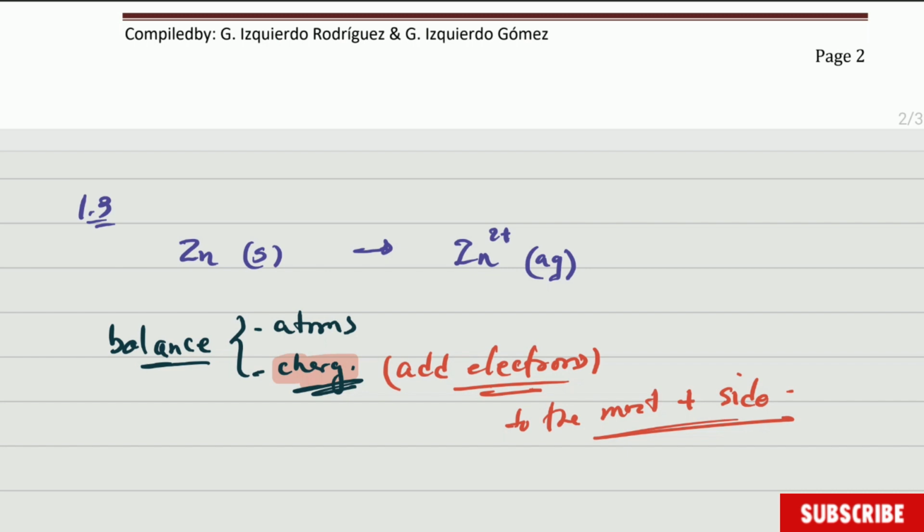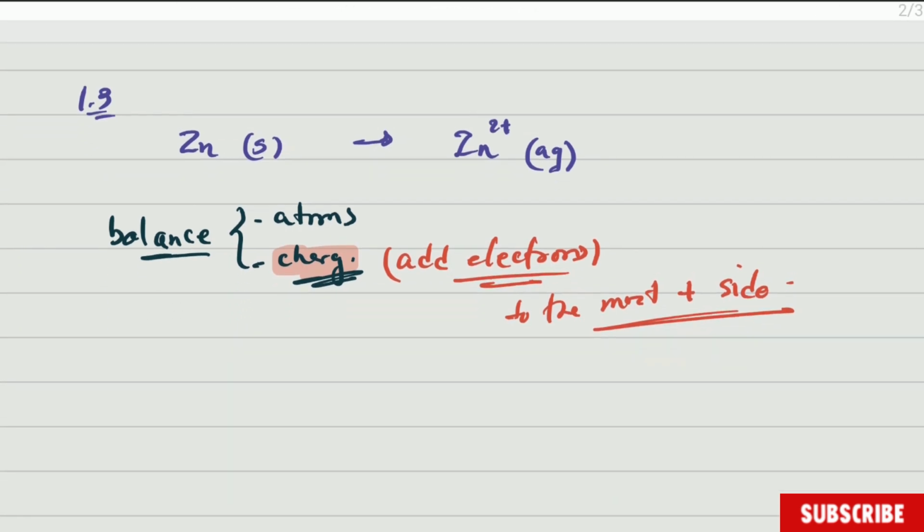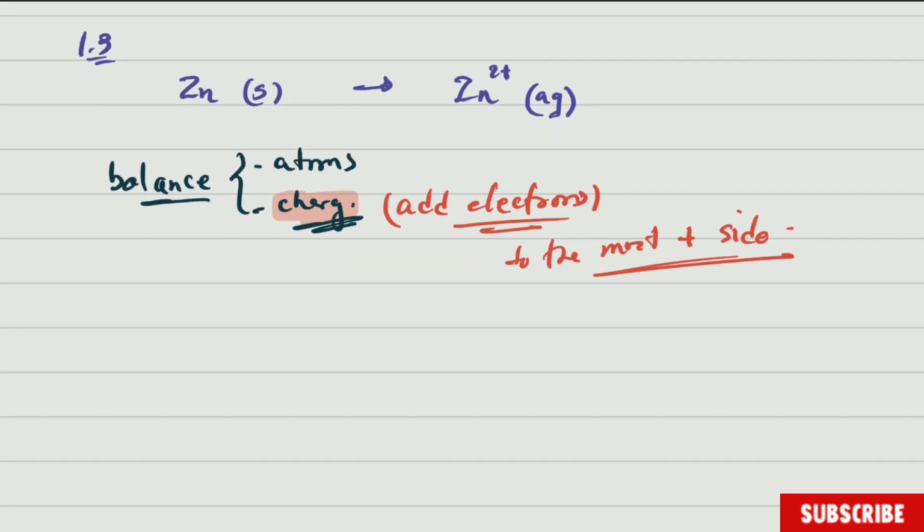Guys, let's see quickly here. Okay? And let's do it step by step. Remember, you don't do it like that. Let's go to the atoms first. We have one zinc on the left hand side and zinc on the right hand side, so the number of atoms is balanced, it's done.